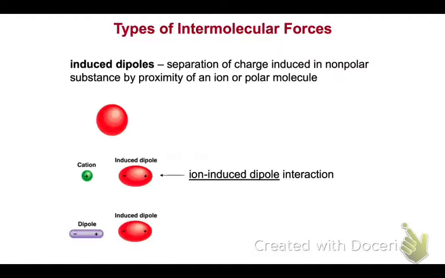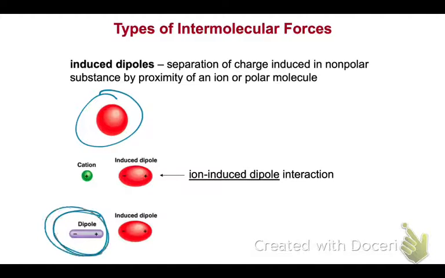Now also, if I put a nonpolar molecule in close proximity to a polar molecule, so this is a nonpolar molecule. If you put it close to a polar molecule, which has a dipole, that's normally what a polar molecule has, then the electrons in the nonpolar molecule will come to the end that's closer to the positive portion of that polar molecule, and therefore that also gives me what we call an induced dipole interaction.